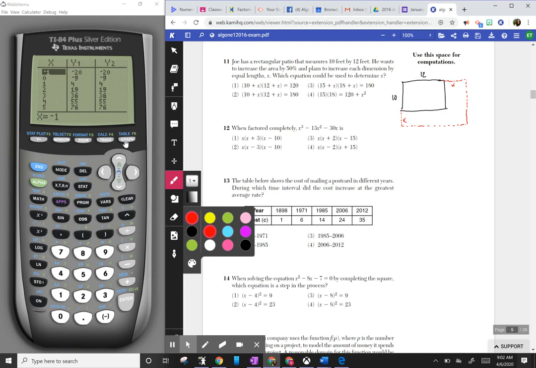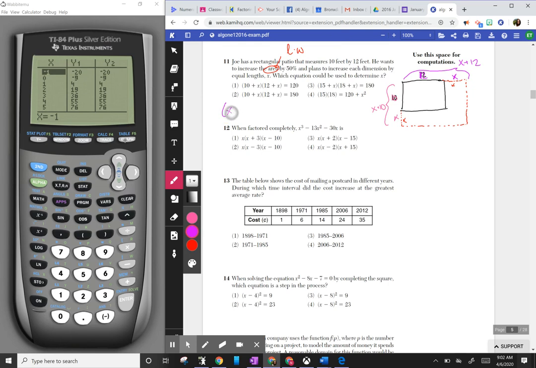So we know here at the top, we have 12, and we have x, making this whole length x plus 12. Similar happening here, we have 10. We have x, making this whole length 10 plus x. So we have a length of x plus 12 and a width of x plus 10. And area is length times width. So we need to do length of x plus 12 times the width of x plus 10. Meaning that 3 and 4 are not our answer choices.